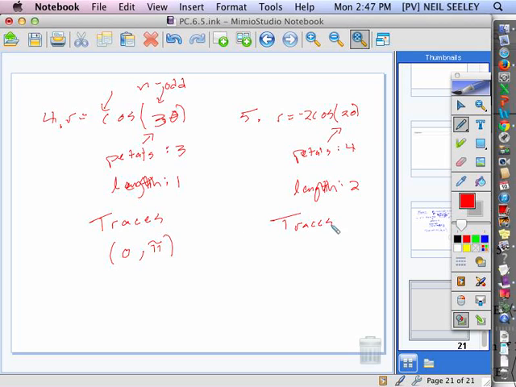Traces. Come on, Sam, another wrong one. Give me another one. Traces in 0 to 2pi. Dang it, you got it. I'm just kidding. Good job. Good work. All right, 2. Double the petals, double the length.